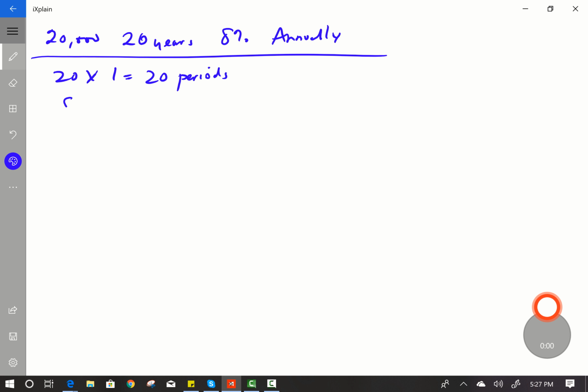And then we're going to take 8% interest and divide it by the number of times it's compounded in a year, which is 1, and that'll give us 8%. So using a present value table once again, we are going to find the corresponding factor of 20 periods and 8%.